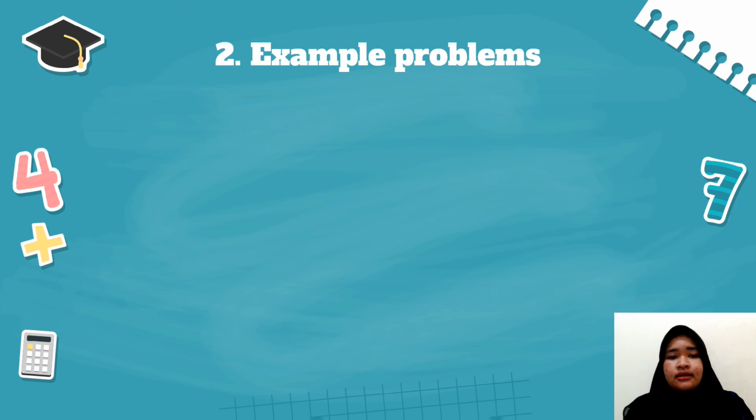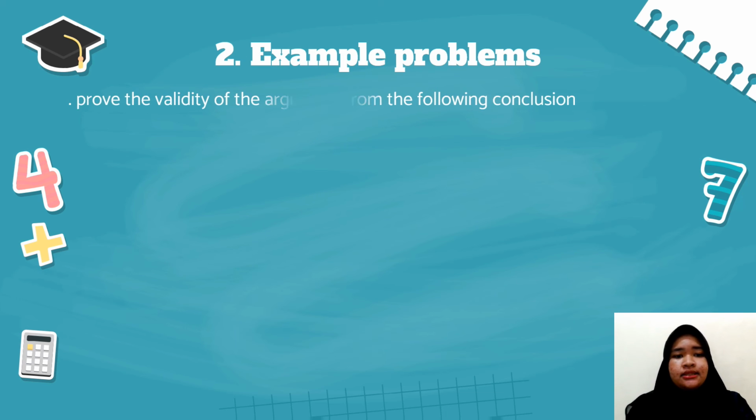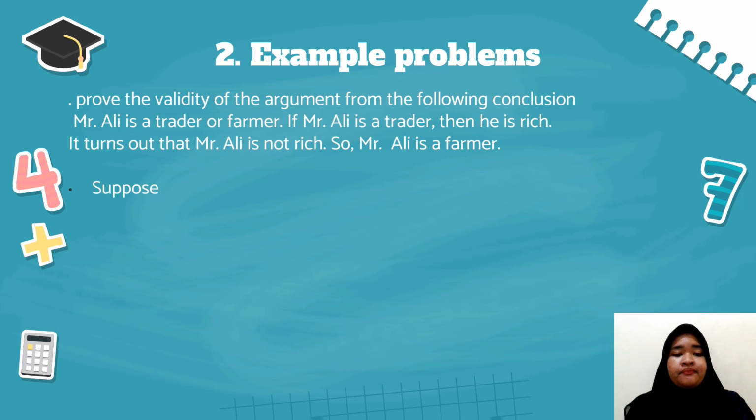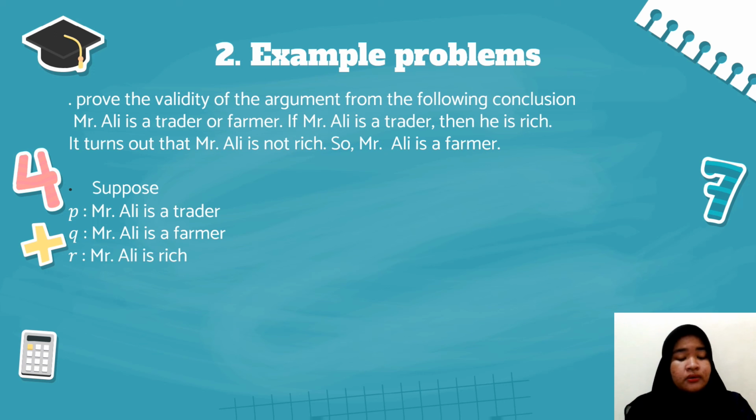Okay, the second example problem. Prove the validity of the argument from the following premises. Mr. Ali is a trader or a farmer. If Mr. Ali is a trader, then he is rich. It turns out that Mr. Ali is not rich, so Mr. Ali is a farmer. Suppose that P states Mr. Ali is a trader, Q states Mr. Ali is a farmer, R states Mr. Ali is rich.